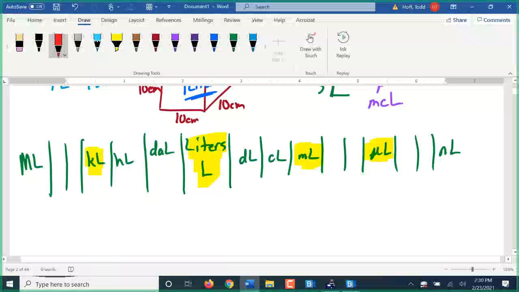A kiloliter is about 280 gallons, so that's a little large. So we definitely don't need the megaliter. 280,000 gallons is pretty big. So the kiloliter doesn't even get used that much.